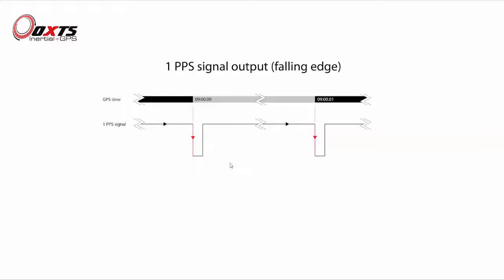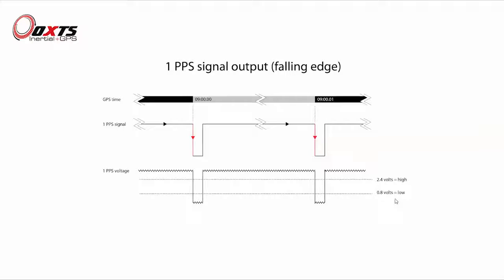In terms of timing, the duration of the signal output is 1 millisecond, then obviously nothing happens for another 999 milliseconds. If we actually look at the raw signal output, it is a low voltage CMOS signal. As there will always be a small amount of variation in the signal voltage, the falling edge we're interested in is defined by a threshold voltage. As you can see, 2.4 volts and above represents a high state, while 0.8 volts and below represents a low state. Anything in between can safely be ignored.